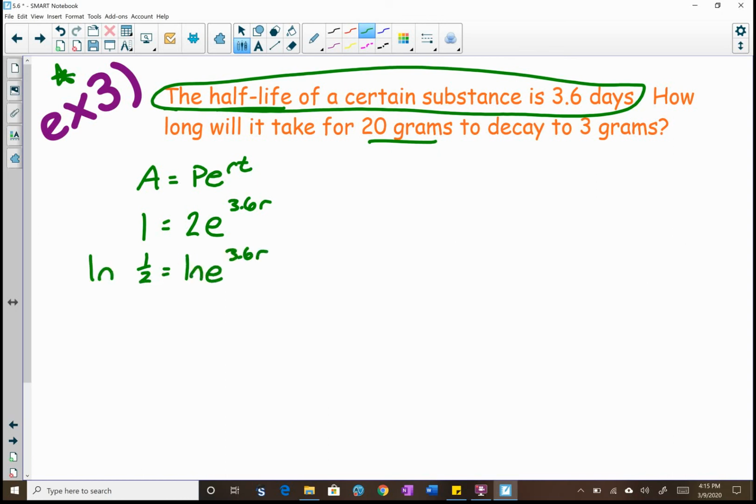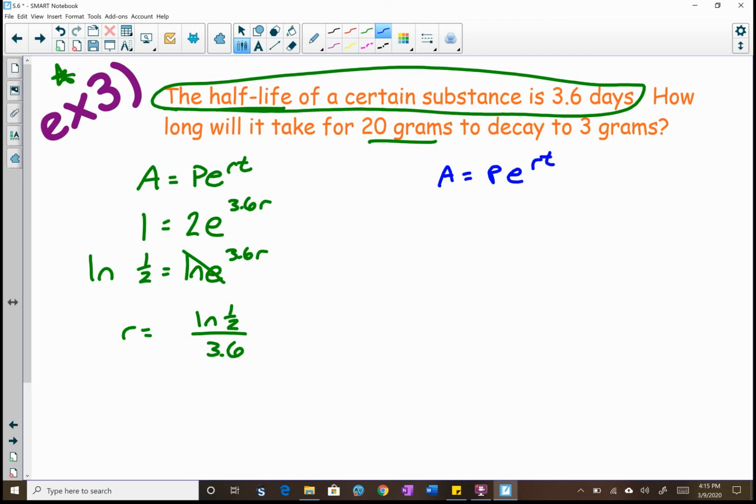Natural log. And I'm going to go ahead and divide by 3.6. So I have natural log of a half divided by 3.6. There's my rate. Now, once again, don't round that rate. Now that we have our rate, I'm going to go back to the problem and answer the question.